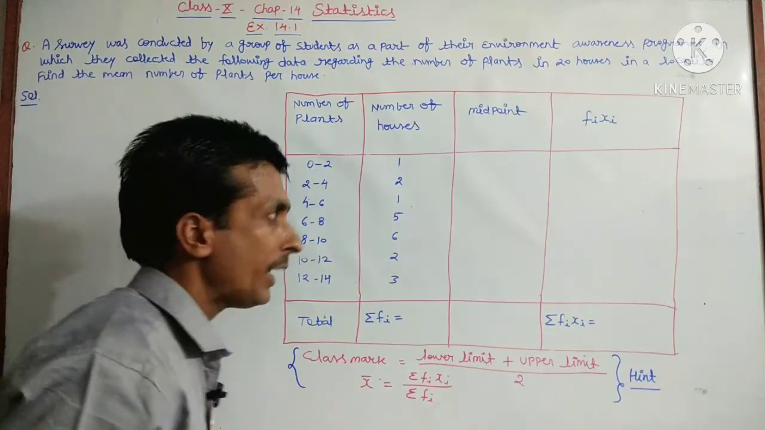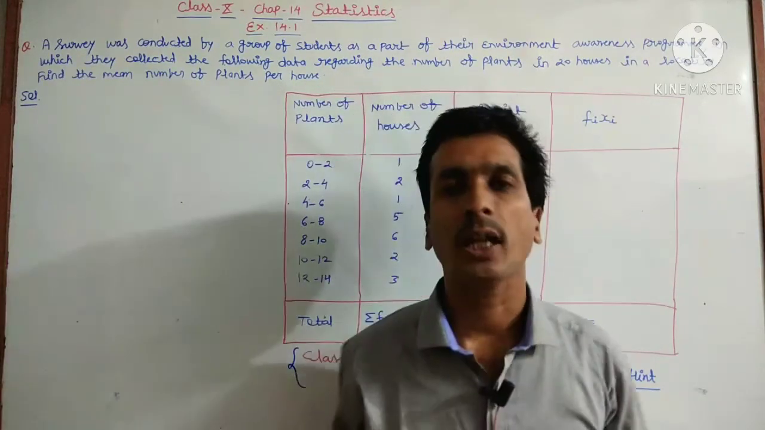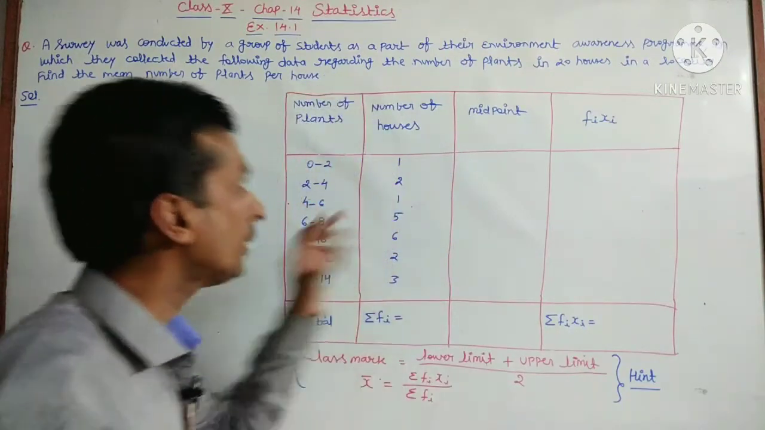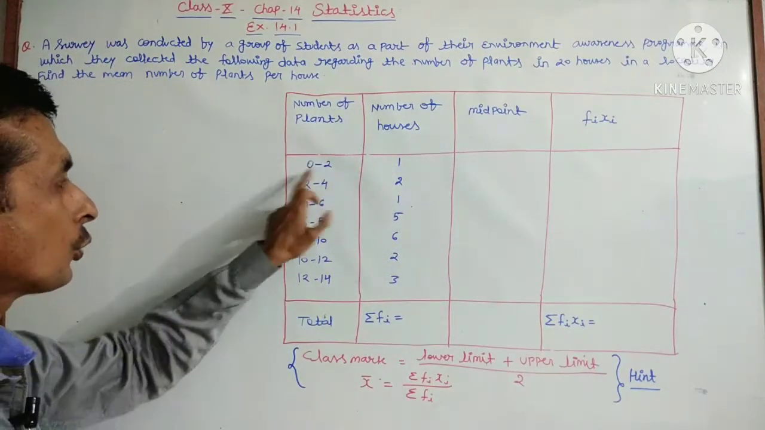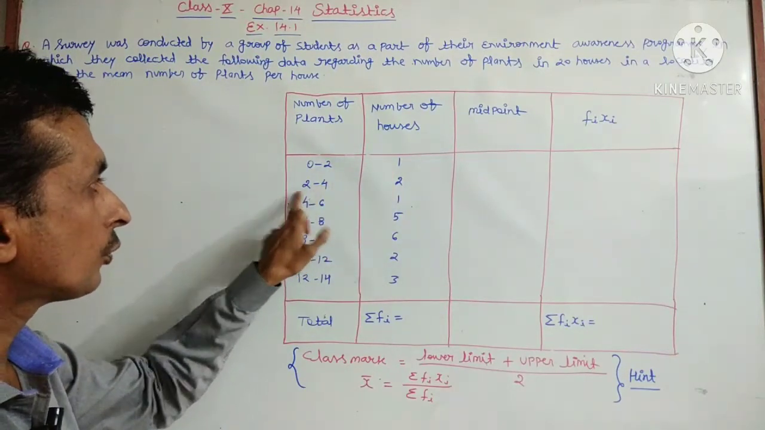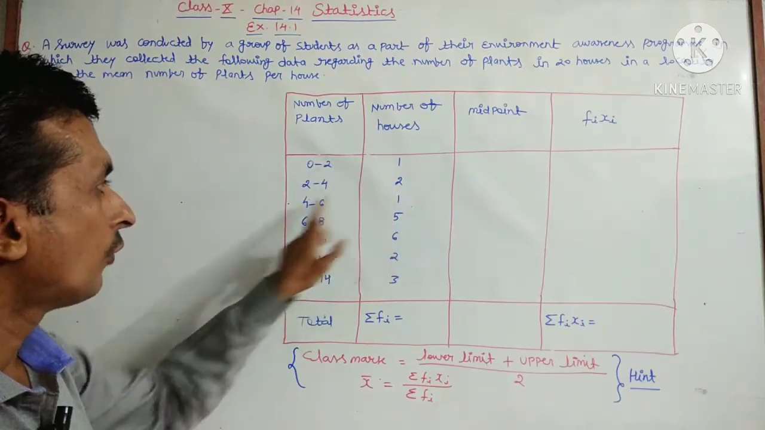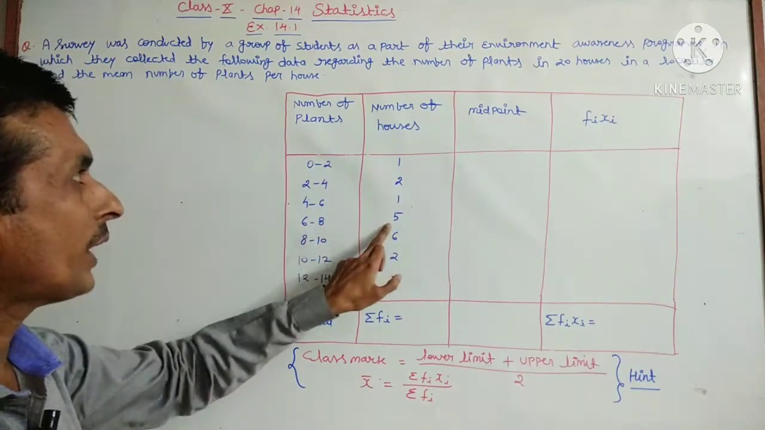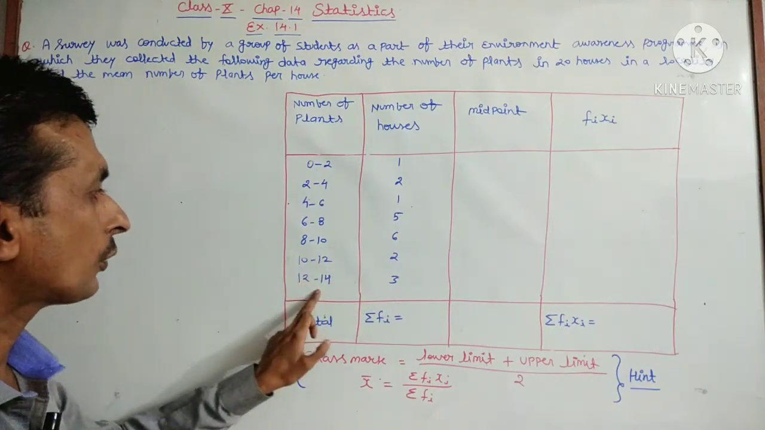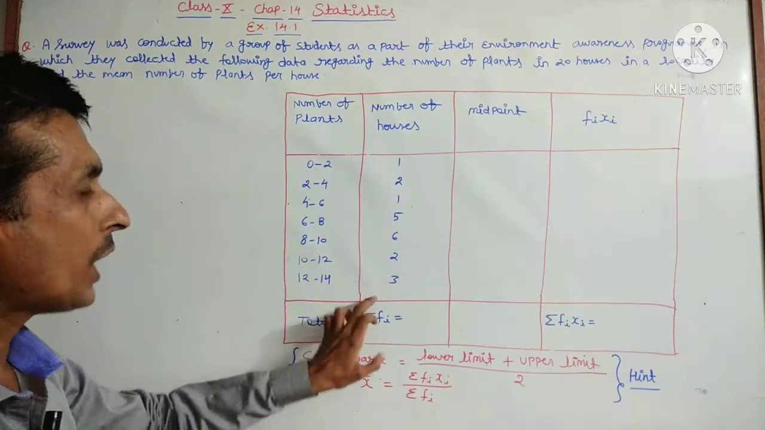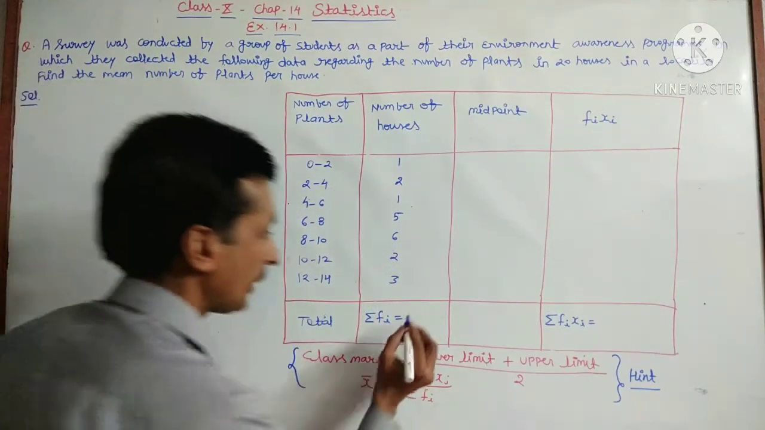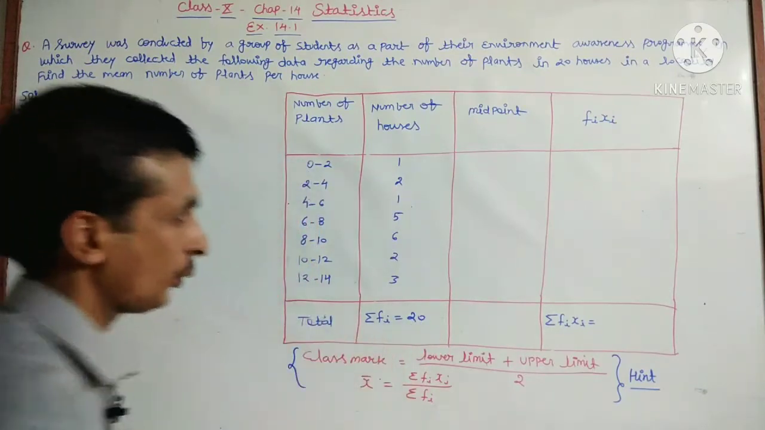In this question we have the number of houses, there are only 20 houses, and the number of plants is given in this table. Number of plants 0 to 2, number of houses 1; 2 to 4, houses 2; 4 to 6, 1; 6 to 8, 5 houses; 8 to 10, 6 houses; 10 to 12, 2 houses; and 12 to 14, 3 houses. So the total number of houses is 20. So you can write 20 as sigma fi.